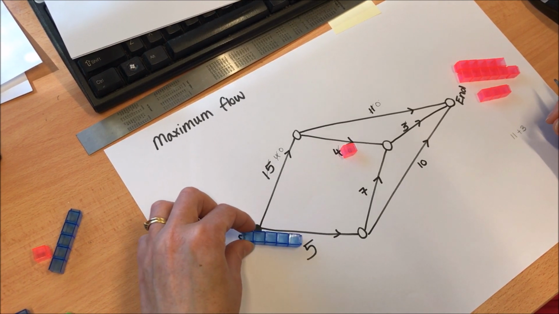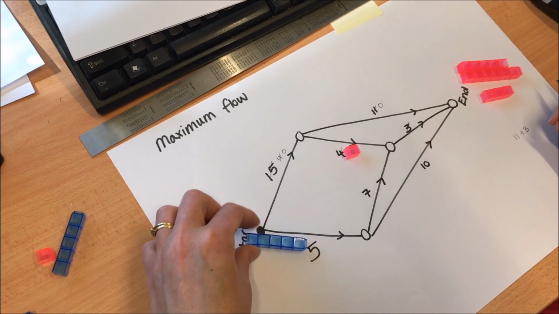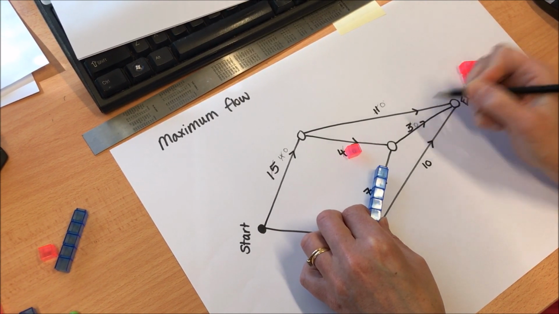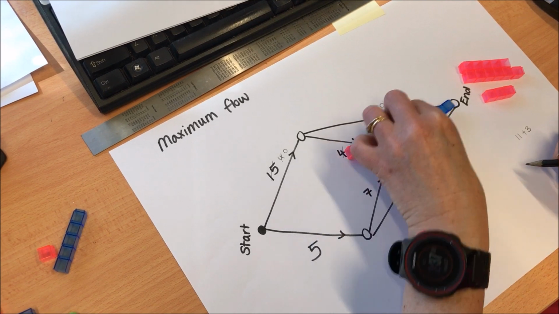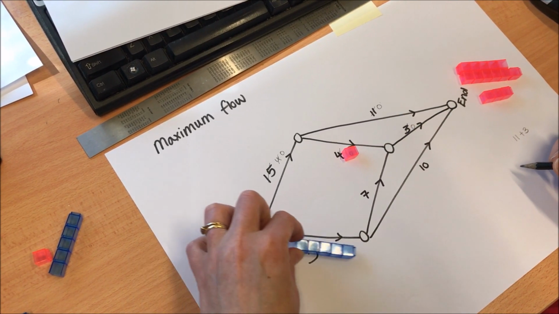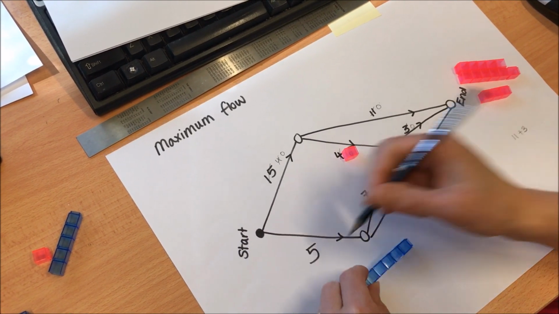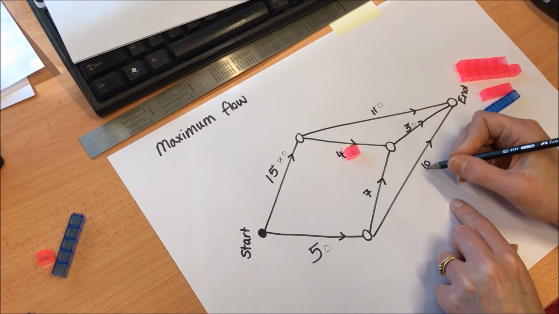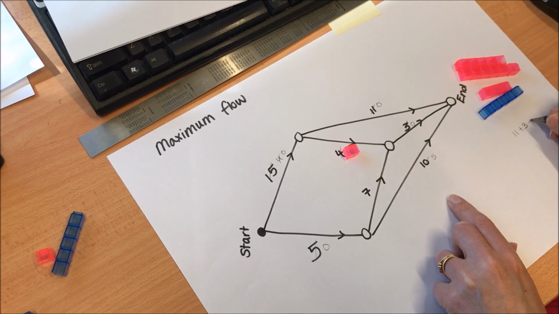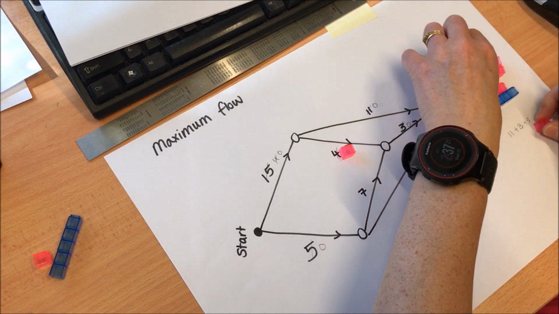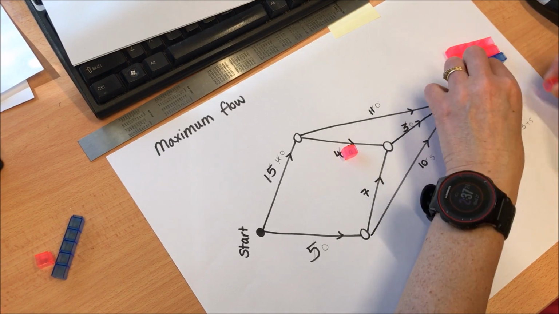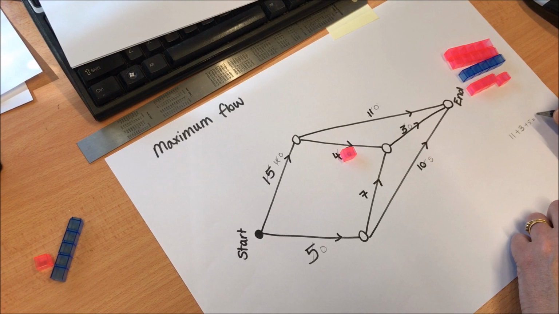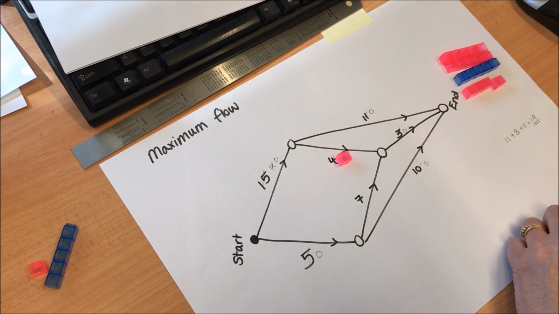On this side we have got 5 cubes that we want to move to the end. Now if we move these 5 cubes here and move them up here, they can't get anywhere because we have no capacity left to go along that line. So the 5 cubes will have to go along here, take the 5 away, and then up to the end, take our 5 away. That would leave us at the end 10, 15, 16, 17, 18, 19. So we have got 19 cubes. That is our maximum flow.